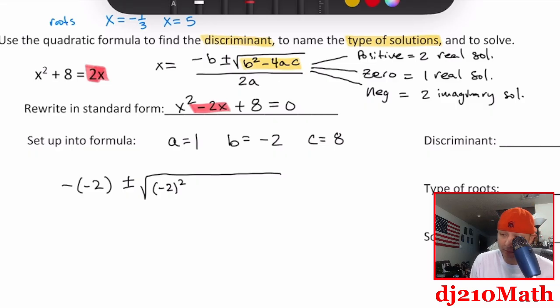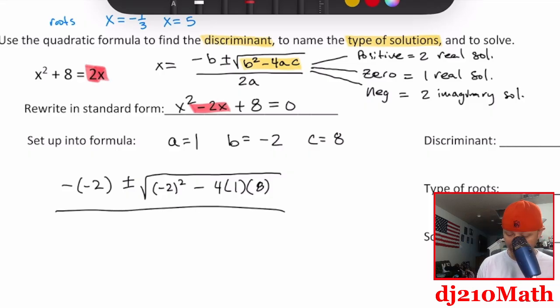Why do I have to put b in parentheses? Because if you're watching this, you're probably going to be using the calculator or Desmos or some sort of tool. If you don't put the parentheses, the calculator doesn't know to square the negative. It's only going to square the 2, and your answer is going to be all jacked up. So negative 2 squared in parentheses. Right, the negative 2 in parentheses, minus 4ac. 4 times a, which is 1, times c, which is 8, all over 2 times a. There's the quadratic formula. This, if we simplify it, it'll give us the solutions.